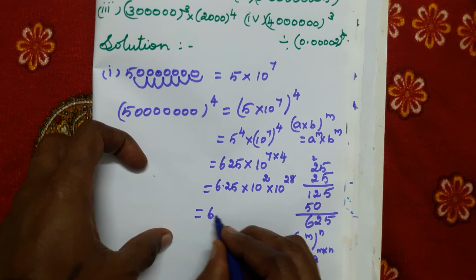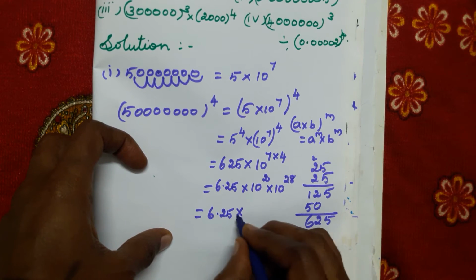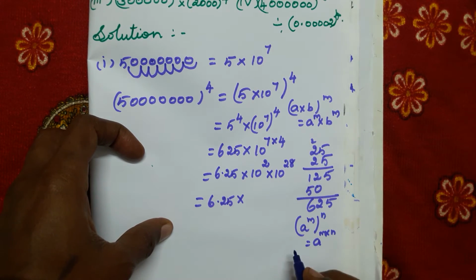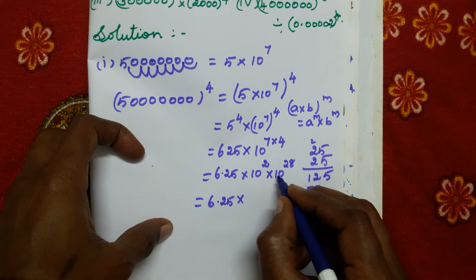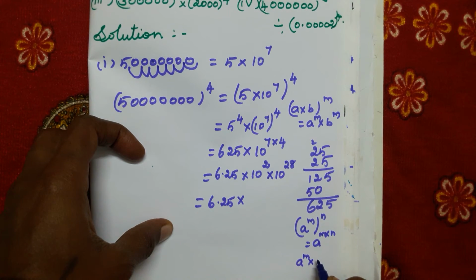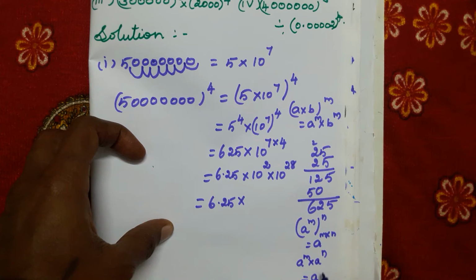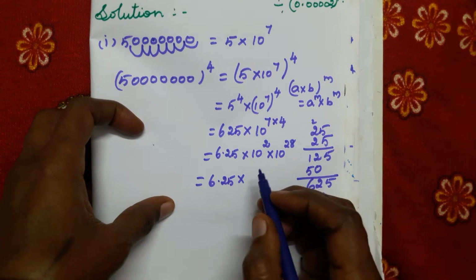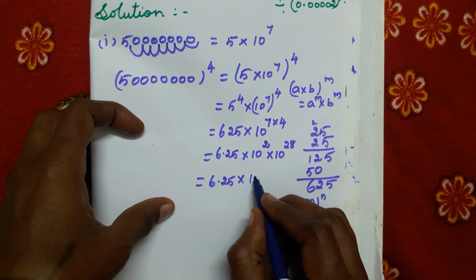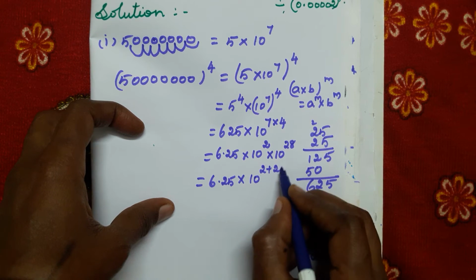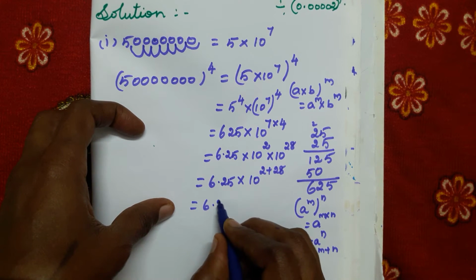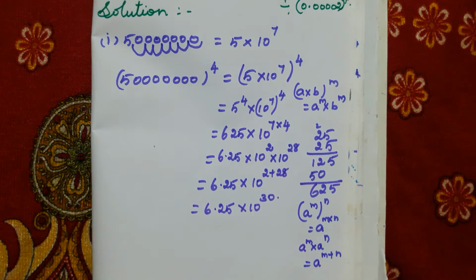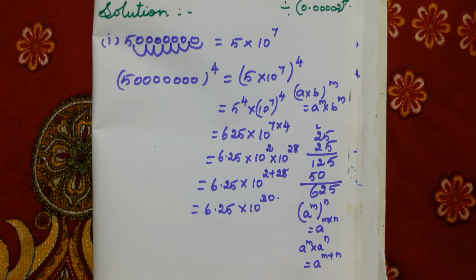It's equal to 6.25 into 10 power 2 into 10 power 28. Here A power m into A power n, both bases are equal, so A power m into A power n is equal to A power m plus n. It's equal to 10 power 2 plus 28. It's equal to 6.25 into 10 power 30, which is the answer. Can you able to understand this?